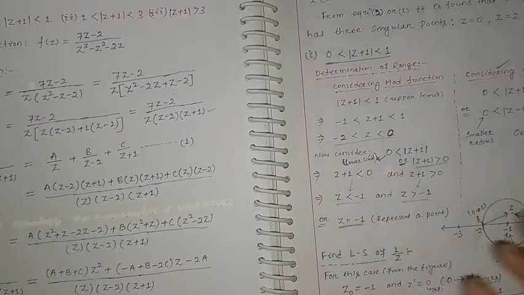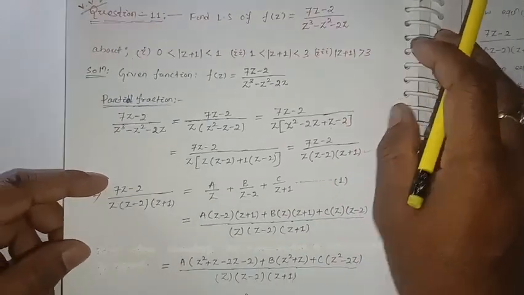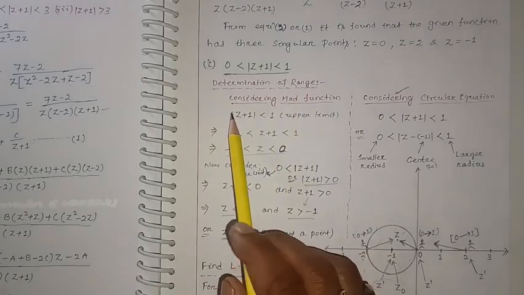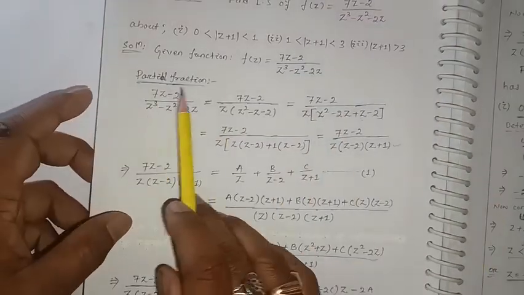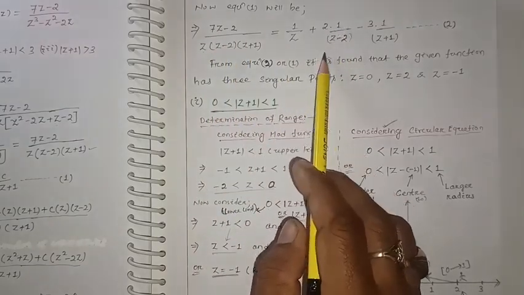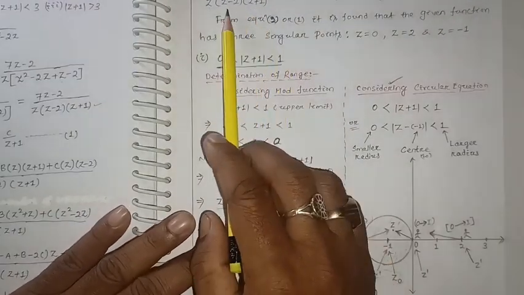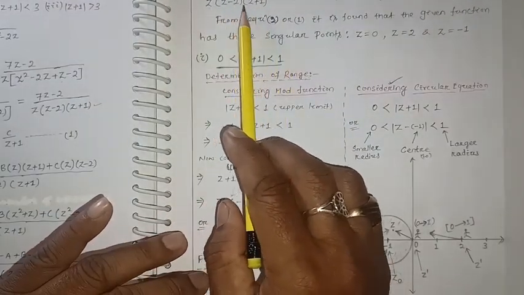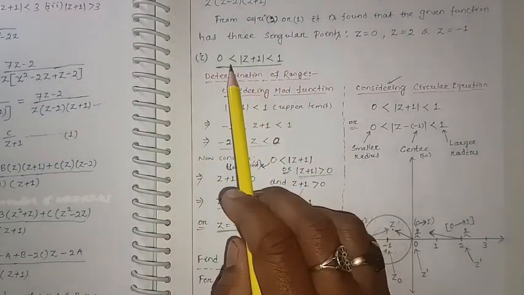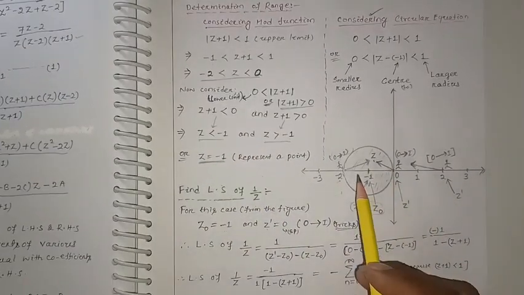Then we discussed this question, (7z minus 2) by (z cube minus z square minus 2z). For these regions, we discussed in detail. To determine the range, we consider the mod function. First we did the partial fraction, and we segregated this function as 1 by z plus 2, into 1 by z minus 2, minus 3 into 1 by z plus 1. Here the singular points are 0, 2, and minus 1, and considering this mathematical range, we found the range is this one, minus 2 to 0.